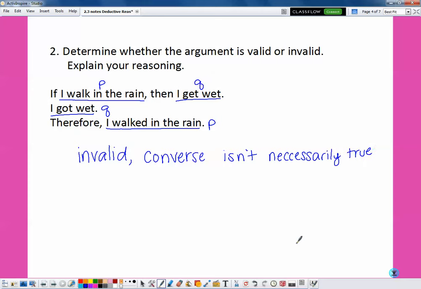The converse isn't necessarily true. It might be, but it doesn't have to be. I got wet, therefore I walked in the rain. You might have gotten wet by taking a shower. It doesn't have to be because you walked in the rain.